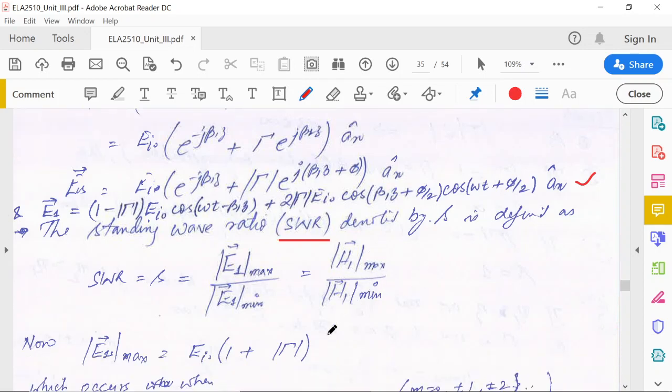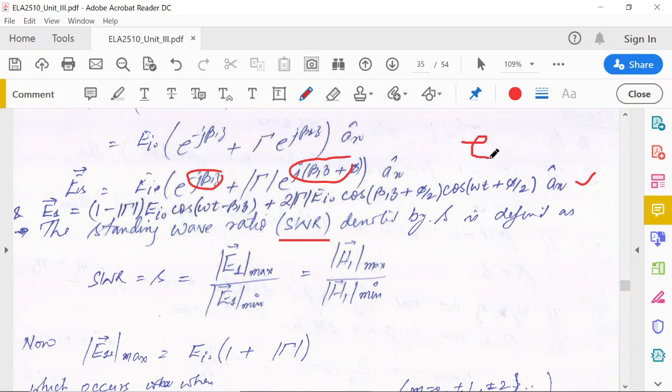Now H1 maximum will be maximum when these two are in the same phase. Then they will be added here. If they are out of phase, then when you take the real part, you will have some cos of this, which is a quantity less than 1. So it will be maximum only when these are in the same phase, and you can take it out, and their magnitude will remain the same.